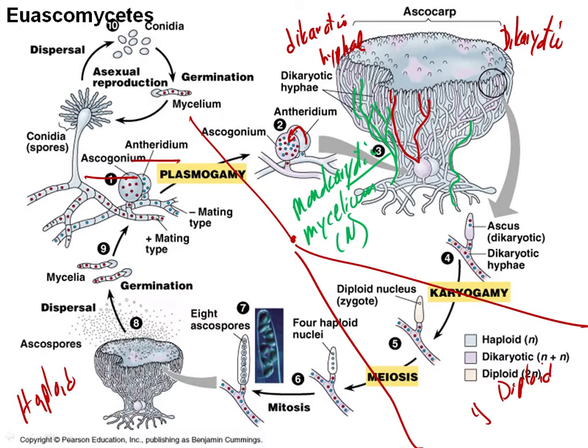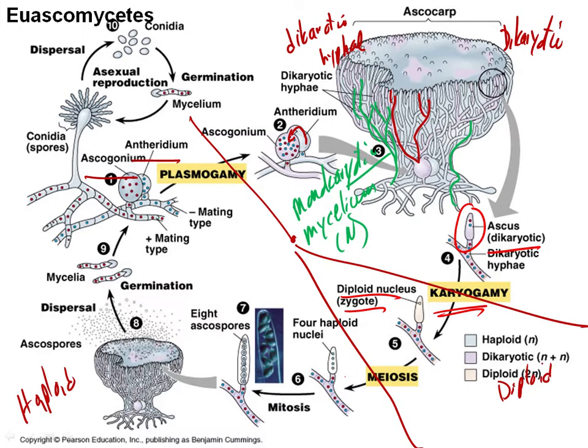If we look at the tops of those dikaryotic hyphae, we find our dikaryotic ascus, and that's where karyogamy takes place to produce our, it says diploid nucleus here, but we're saying the diploid ascus in the diploid portion of the life cycle. It's a very short-lived diploid portion. It only has that one cell in it.